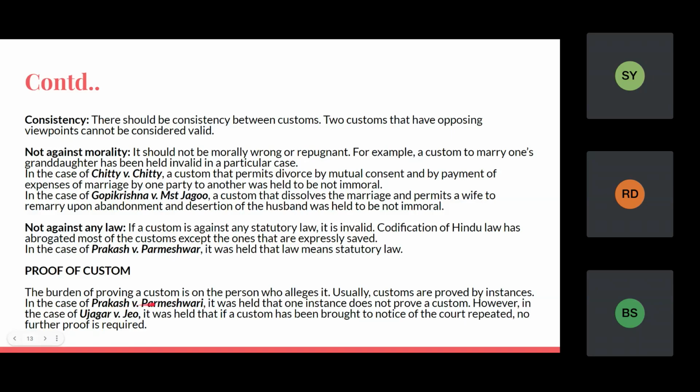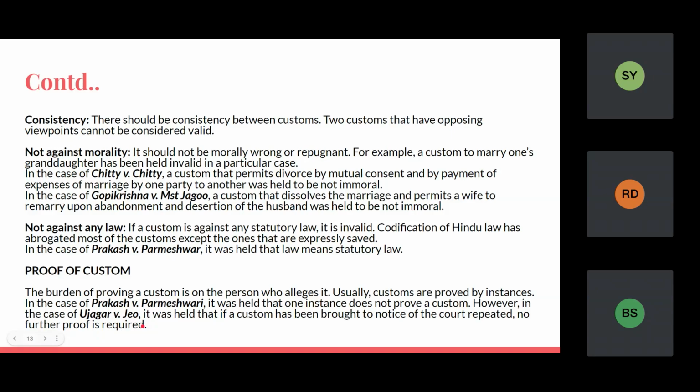In the case of Prakash versus Parmeshwari, it was held that one instance does not prove a custom. You can't just show one example. You are supposed to show that this has been done for a long time, and there are many such instances. Only then will the court convince itself to call that particular thing a custom. However, in the case of Ujagar versus Geo, it was held that if a custom has been brought to the notice of the court repeatedly, no further proof is required.